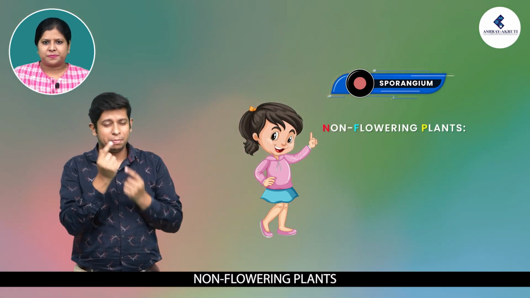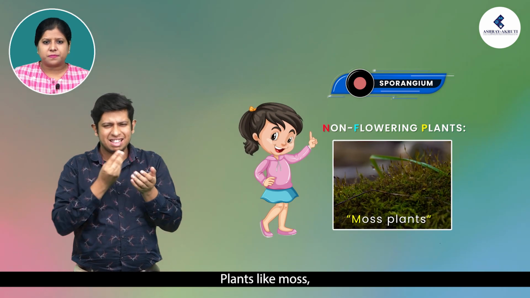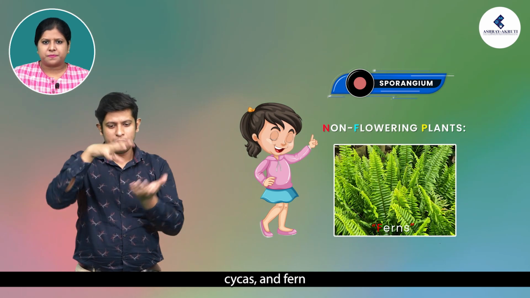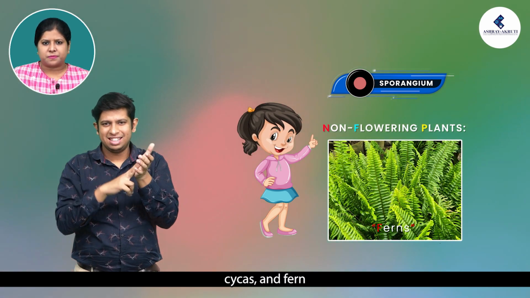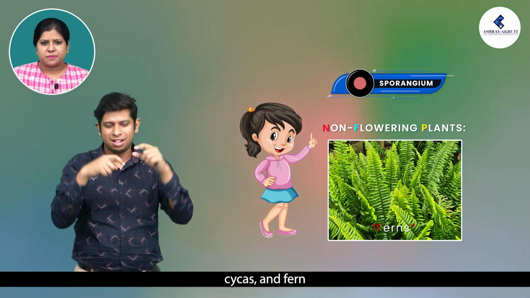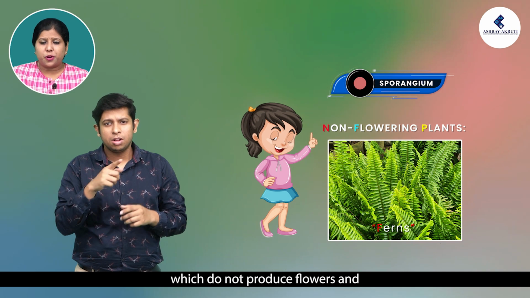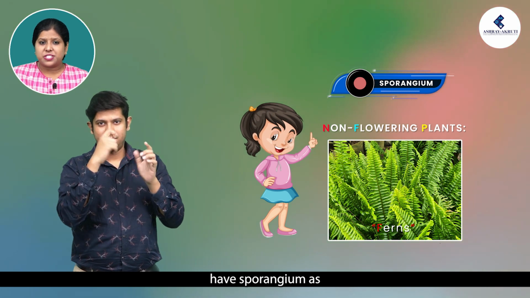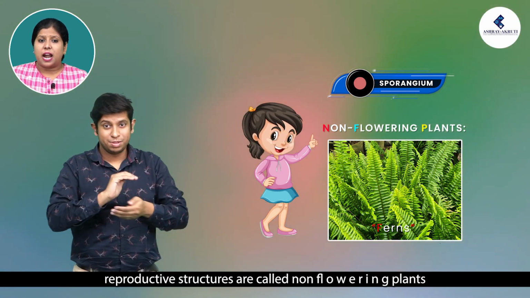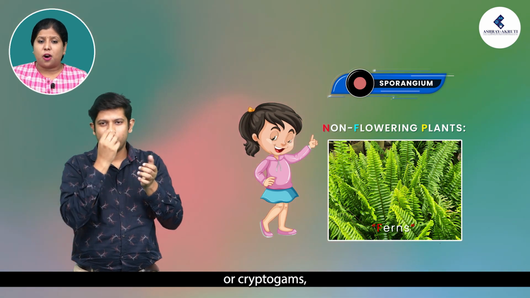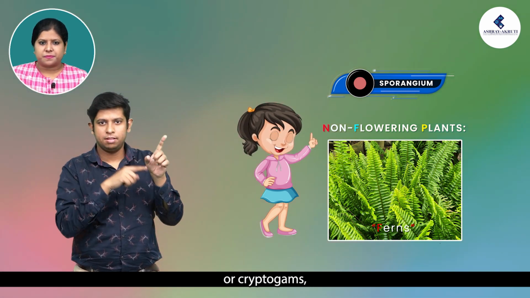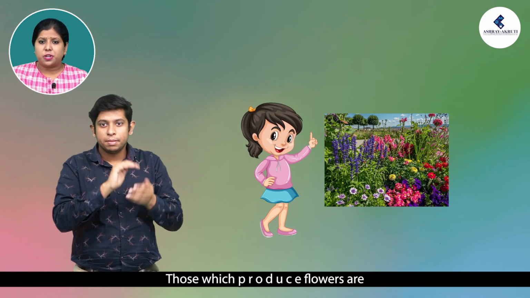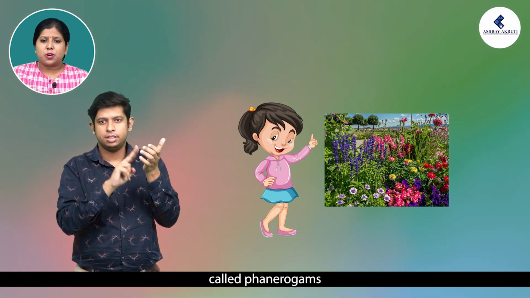Non-flowering plants. Plants like moss, cycas and fern, which do not produce flowers and have sporangium as reproductive structures, are called non-flowering plants or cryptogams. Flowering plants. Those which produce flowers are called phanerogams.